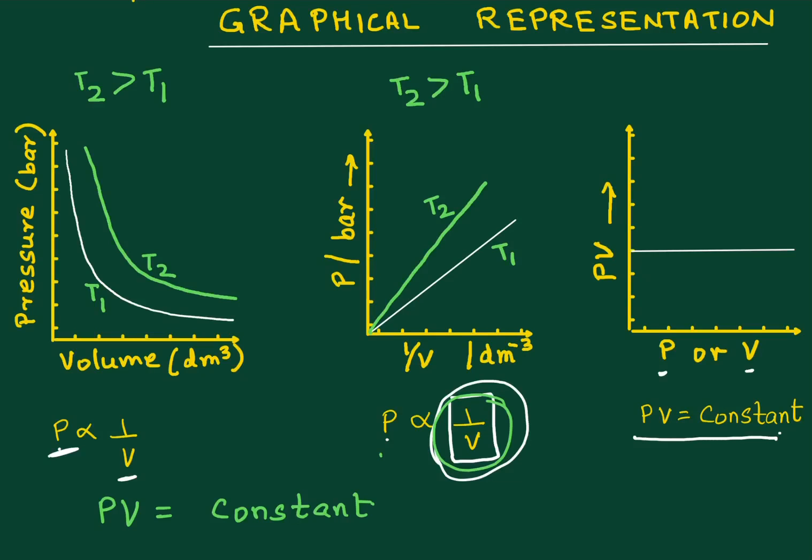Again, come to this one. PV is constant, but this is the value at temperature T1. Now, if I change the temperature, let's say I take the temperature T2, where again T2 is greater than T1, then this PV will change, and here we will have a graph which is lying higher than the value which is there at T1. So this is our PV graph at temperature T2.